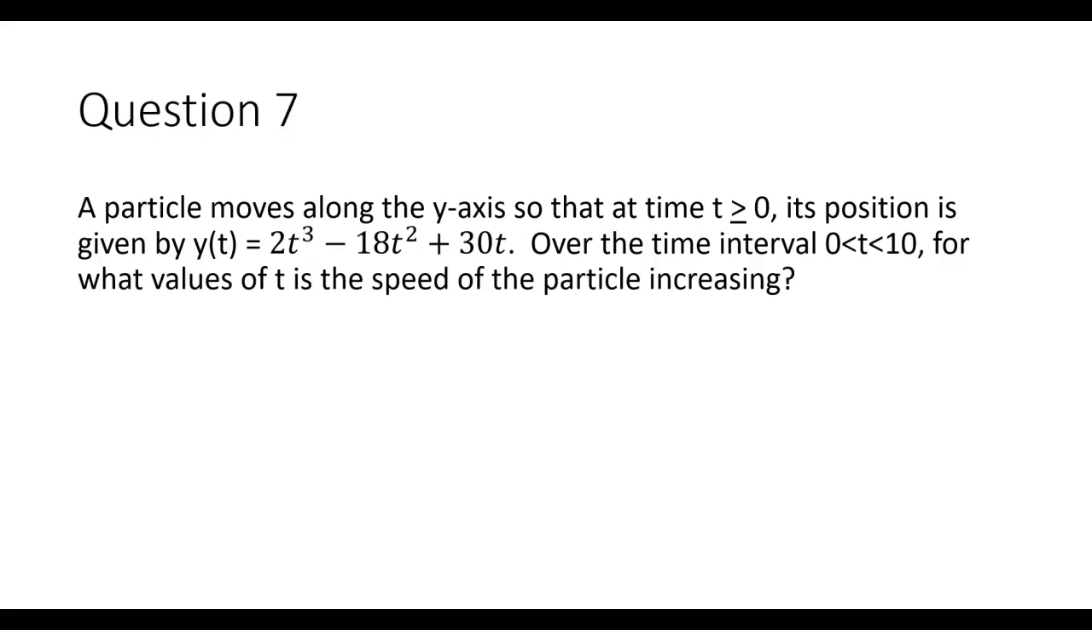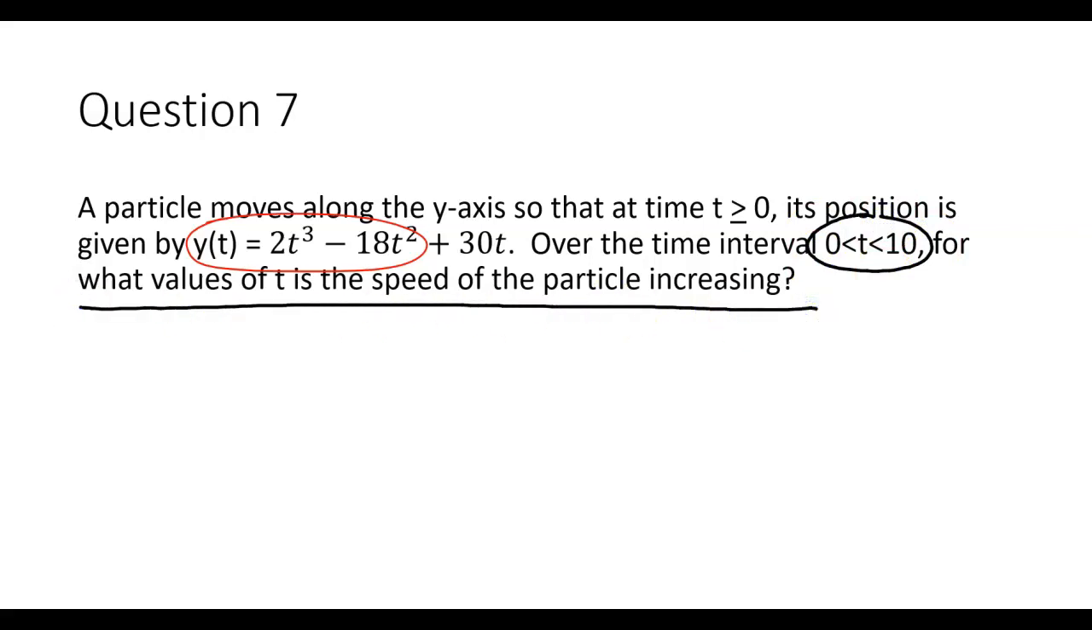A particle moves along the y-axis at time t greater than 0. Its position is given by this, so this is a position function. And we're only looking at the time interval from 0 to 10. That's something to pay attention to. The question is, at what values of t is the speed of the particle increasing?